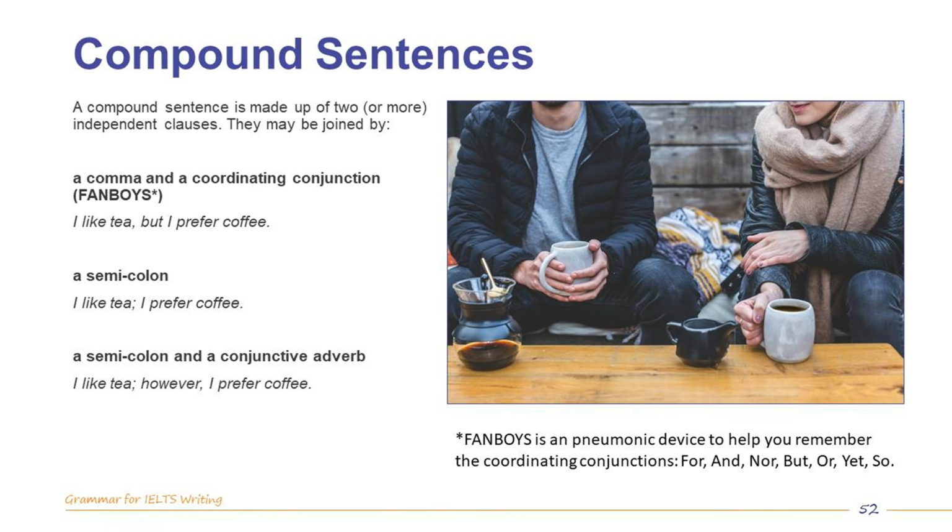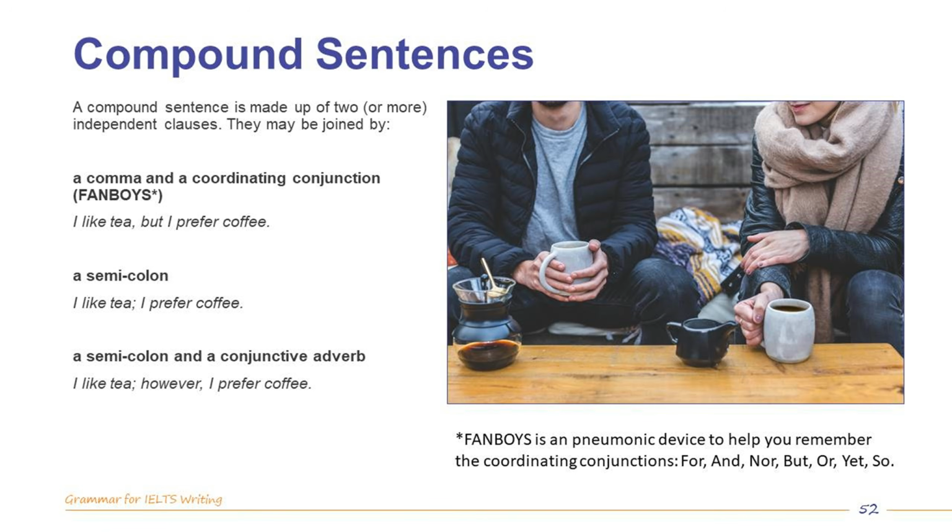This is an acronym or mnemonic device to help you remember the coordinating conjunctions: for, and, nor, but, or, yet, so. In this example, we can see I like tea, but I prefer coffee. There are two independent clauses split by a comma and a coordinating conjunction.